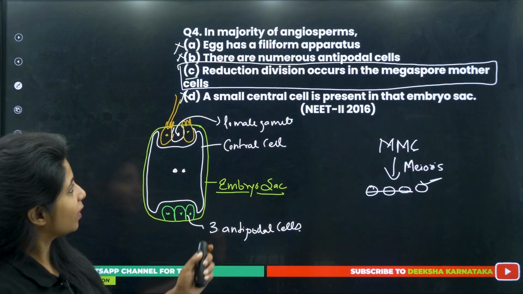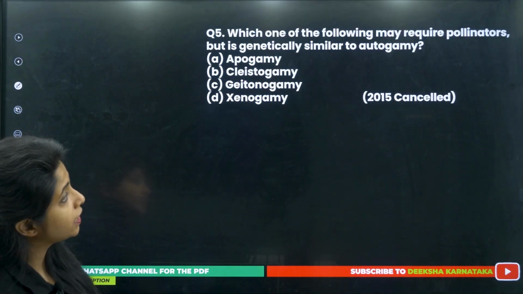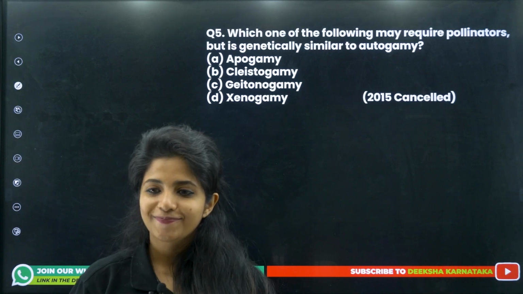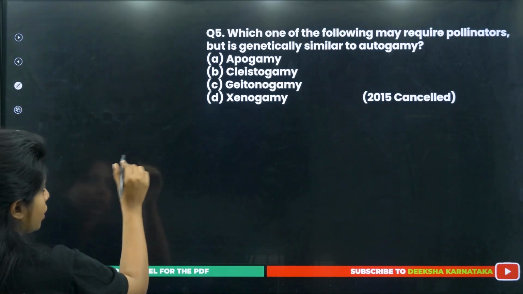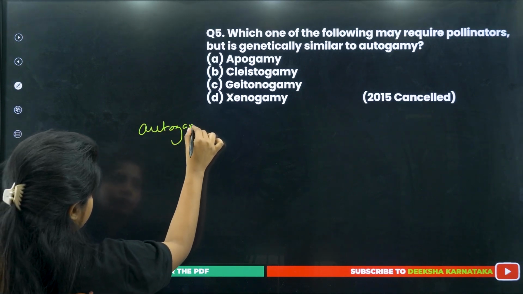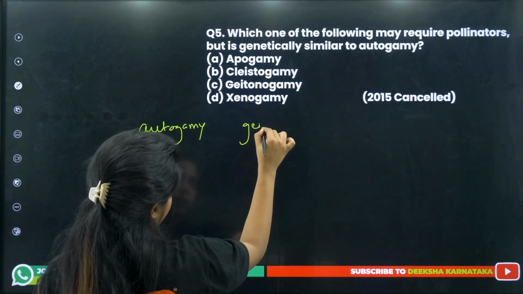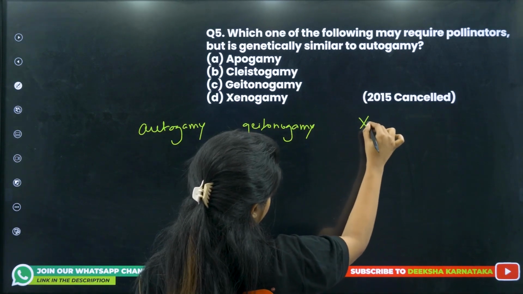Okay, now going ahead. Which one of the following may require pollinators but is genetically similar to autogamy? Okay, which one of them? Basically it's about pollination, and you know there is autogamy, there is geitonogamy, and there is xenogamy. Agree?